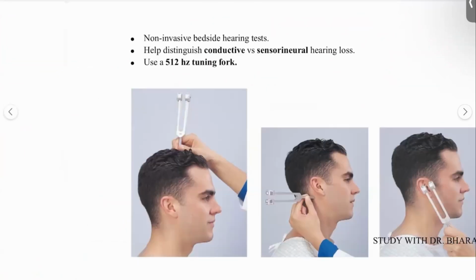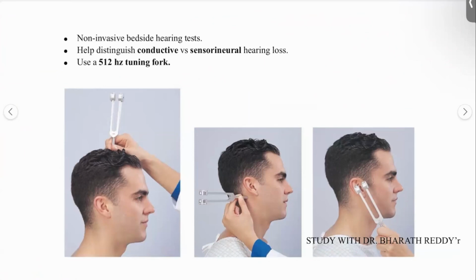So let's see how to interpret using Rinne's test and Weber's test in the OPD. Always use the 512 Hz tuning fork for diagnosing with Rinne's and Weber's tests. By the picture, even if it is an image based question, this is your Weber's test and these both are your Rinne's test.